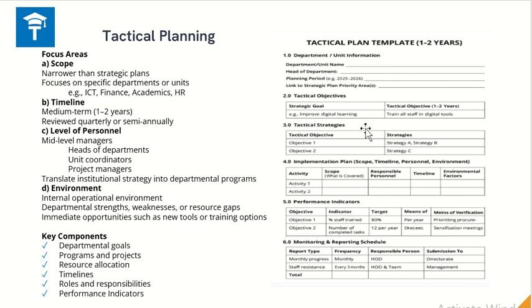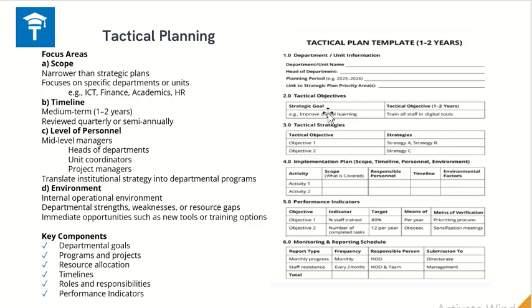We have a template of a tactical plan. We have said it is between 1 to 2 years. It can't exceed the 2 years. Then we need the department or unit information, like the department name, head of department, the name of that person, the planning period, like in years, 2025 to 2026, etc. Then we need the link to the strategic plan priority area. We need the tactical objectives. We have said we need the objectives. Then now we come up with the objectives.